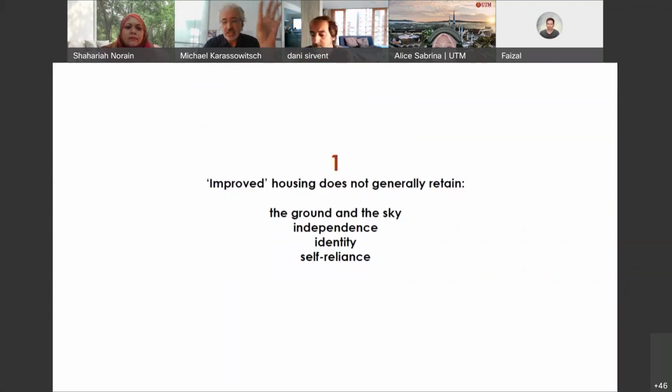The improved housing does not generally retain those qualities. And usually it doesn't even give ownership, right? You don't have ownership of your house. You're just given it by the government.